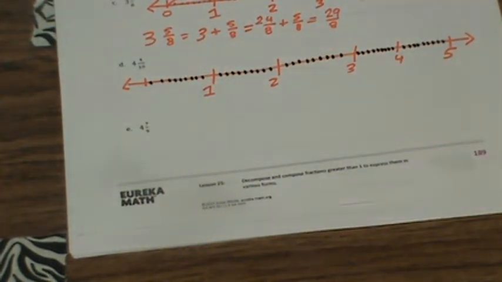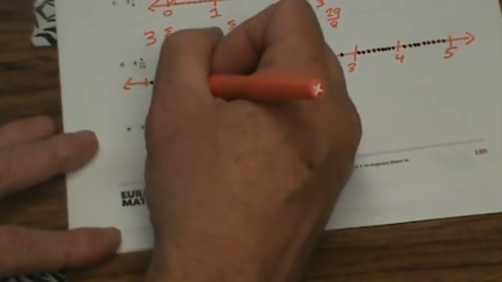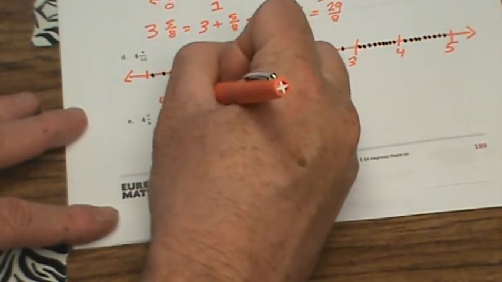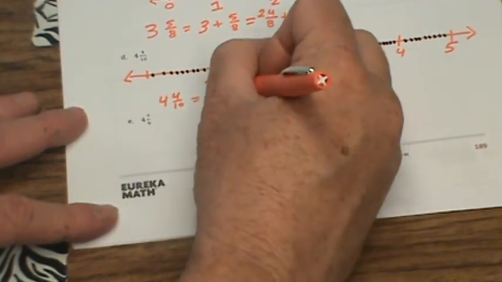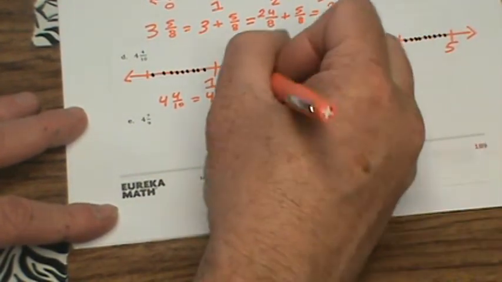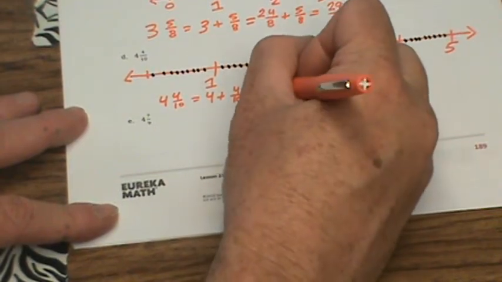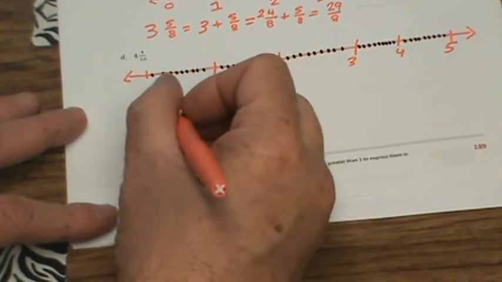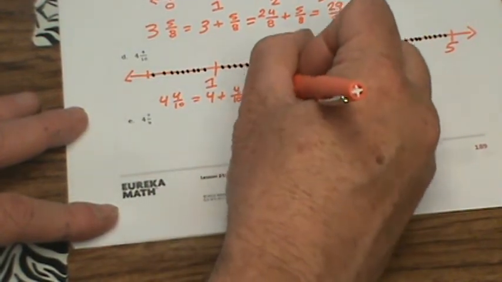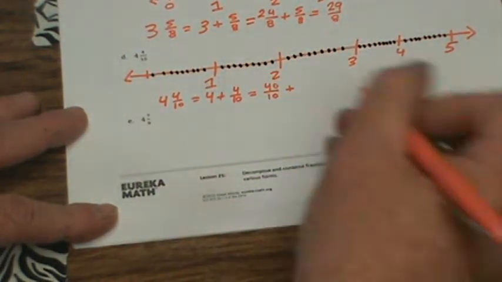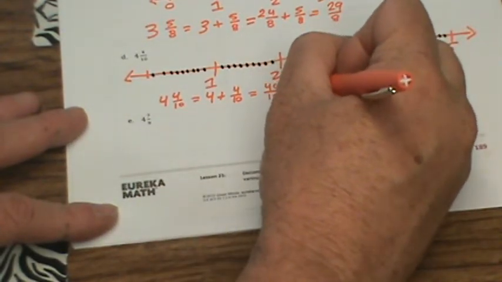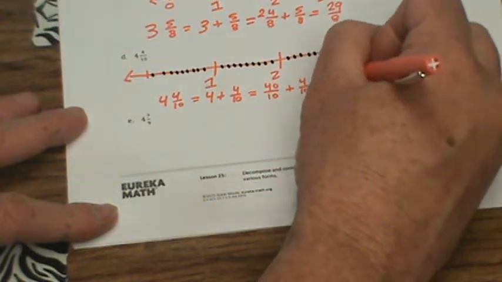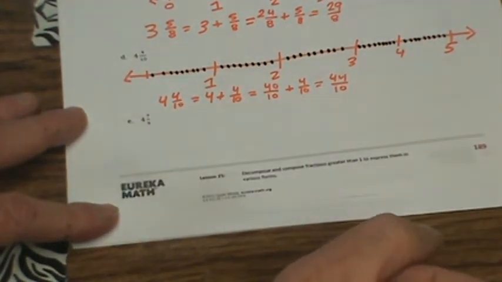Let's break it down and see what we wind up with. Okay, we're going to go 4 and 4/10 equals 4 plus 4/10, right? Equals, we've got to keep it at a tenth, all right? And we've got to do the 4 first, so 10 times 4 is 40. 40 plus what? Plus 4/10. So 40 plus 4 is 44, and we wind up with 44/10, okay?